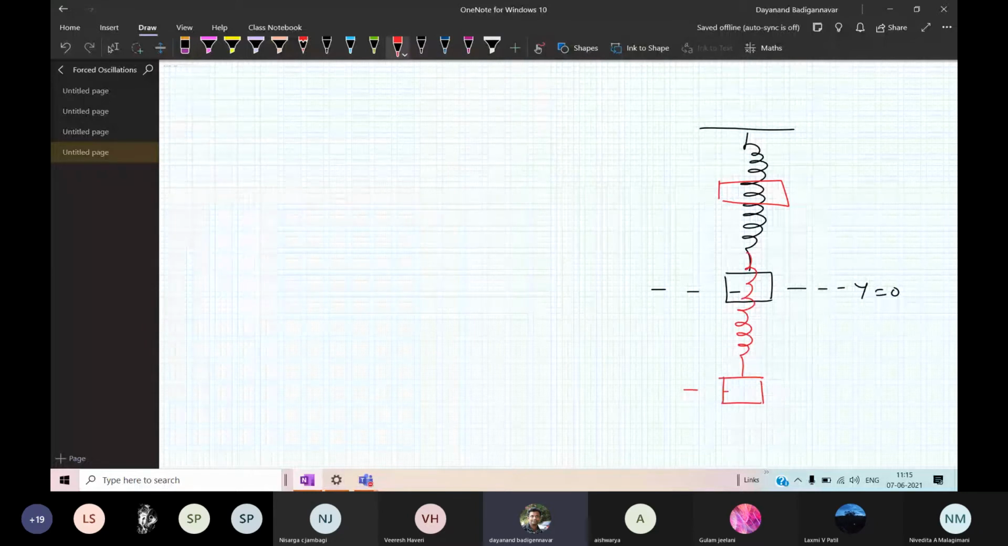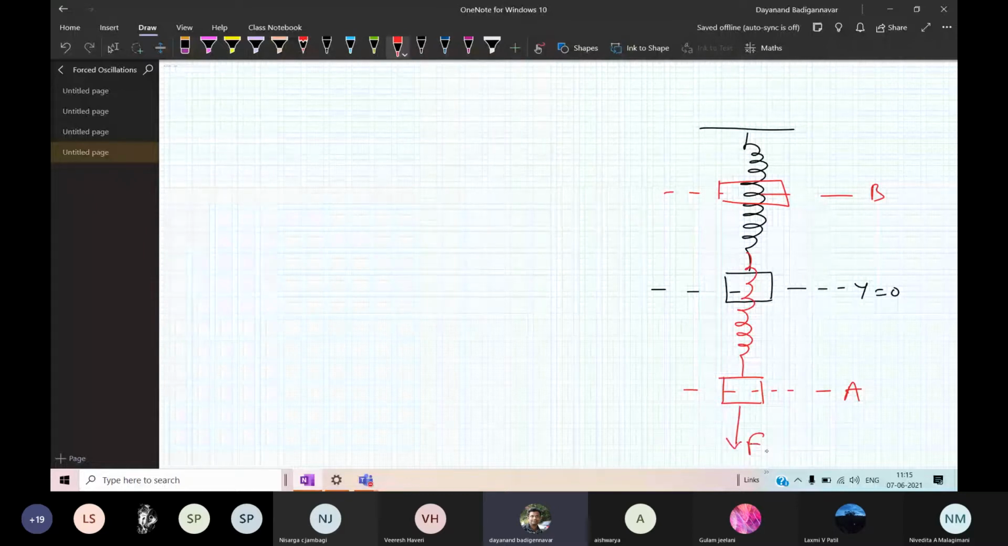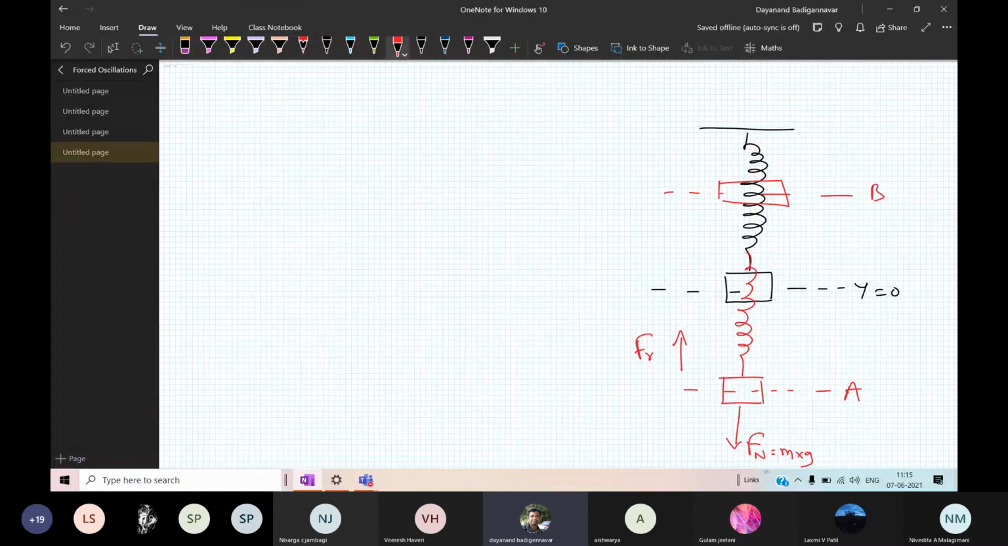For extension is such that it is oscillating between the points A and B. So what is the force you have applied? Initially you have applied a force Fn. This is the Newton's force, Fn equal to mass into gravity. Once you have applied the Newton's force, there is a restoring force Fr. There is also a damped force. So there are three types of forces.